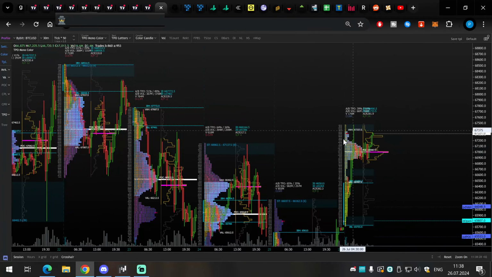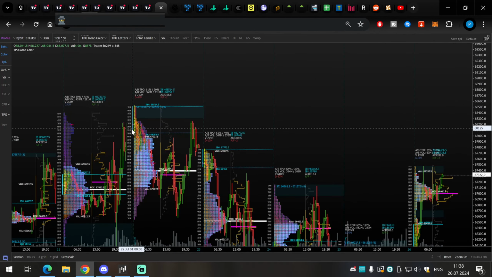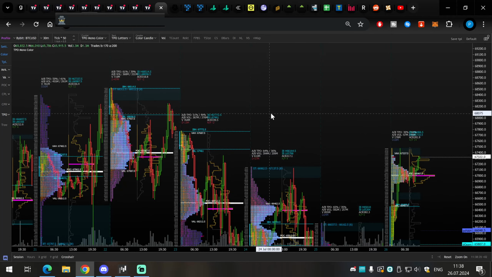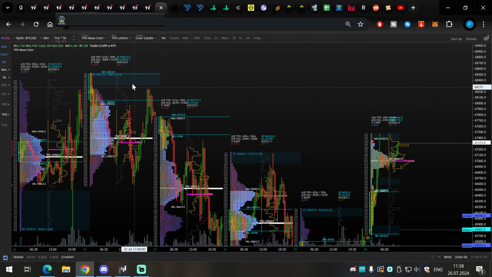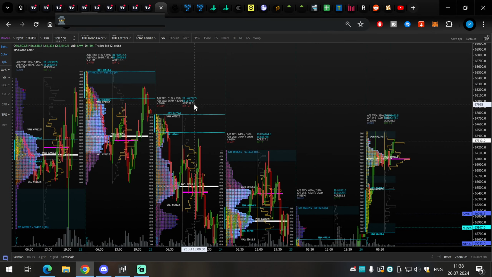So yeah, if we leave this range, we should be attacking more highs here and eventually do a major swing failure pattern at the 68,500. That's going to be of interest for me. And also 68k we knew is order book resistance, so we will also watch that.